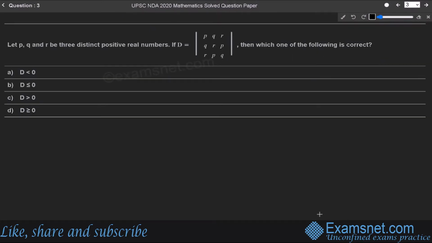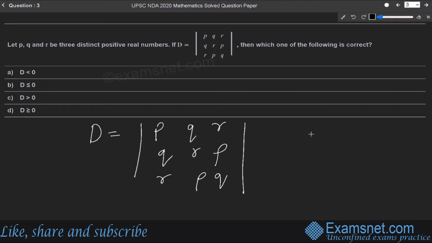Next question is, let p, q and r be 3 distinct positive real numbers. If D is equal to the determinant with rows (p, q, r), (q, r, p), (r, p, q), then which one of the following is correct? It is given that D is equal to this determinant.